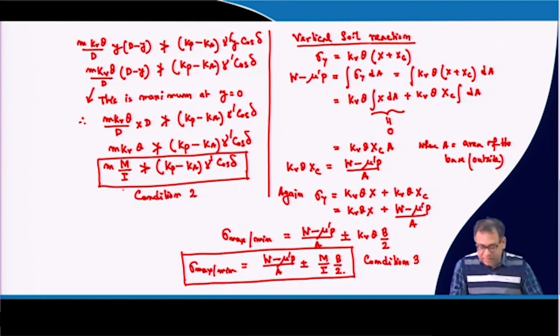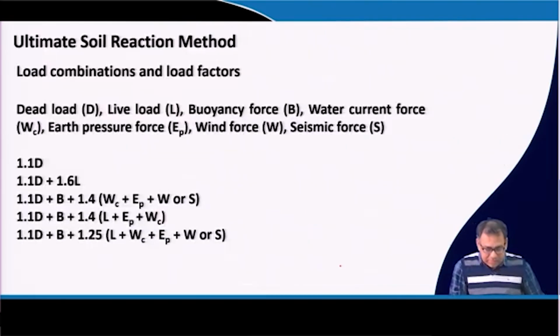The next method that I will discuss is the ultimate soil reaction method. The ultimate soil reaction method is another method by which we can check the stability of the well. So, as per this method, the load combinations and the load factors that are recommended are as follows.